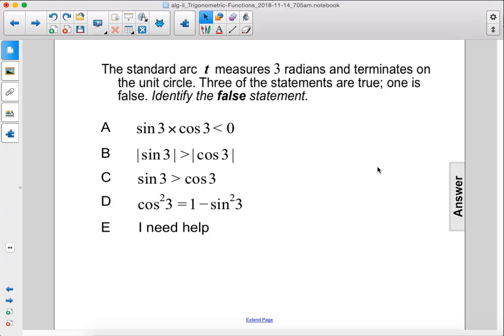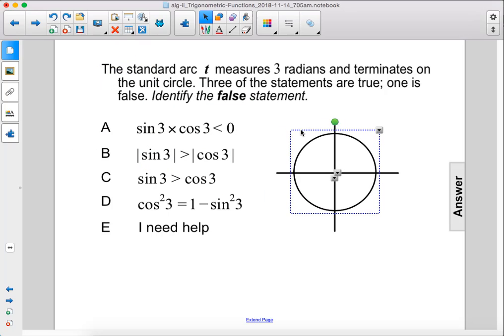The standard arc T measures 3 radians and terminates on the unit circle. 3 of the statements are true, 1 is false. Identify the false statement. Alright, so I'm going to paste in a little unit circle.